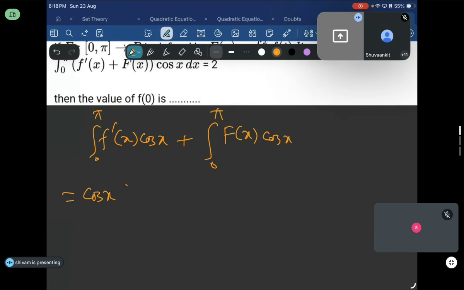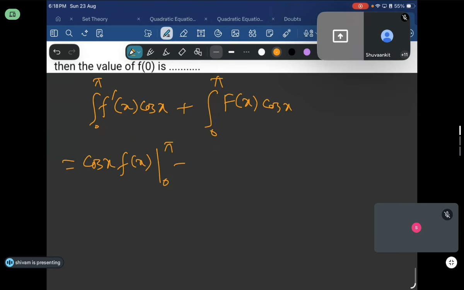Cos x into f of x. We need to substitute from 0 to pi. Right? Minus integral of d by dx of cos x, which is minus sign, into integral of f dash x, which will be equal to f of x. Tell me, minus sign into f of x. Are you getting it? Then plus integral from 0 to pi. Now over here, which one to differentiate, which one to integrate? Capital F of x to differentiate, because f dash x is equal to f of x is given to us. Okay. So it will become integral from 0 to pi.